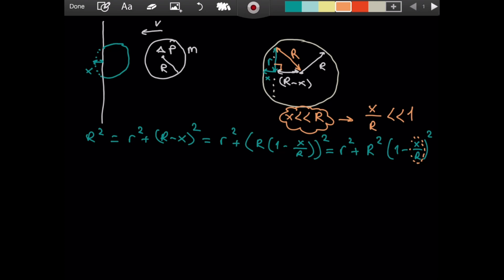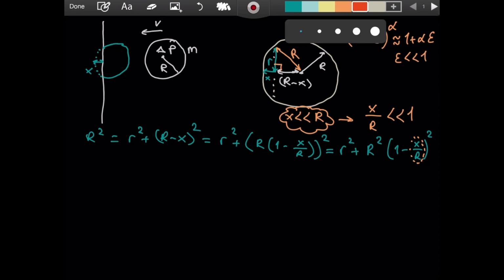And in that case, we can use a very powerful approximation method. That is (1 plus epsilon) to the power of alpha is approximately equal to 1 plus alpha epsilon, where epsilon is much smaller than 1, and it is a positive number. Also, I proved this in a previous video. You can access that video from the cards right now and also from the descriptions part.